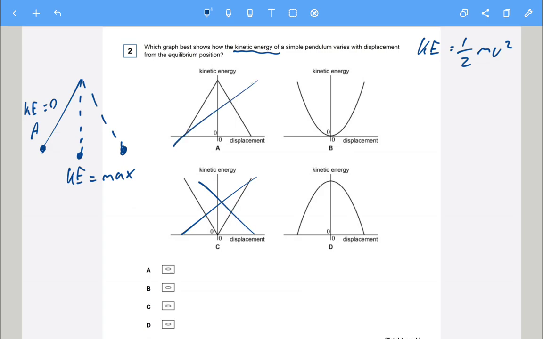So then we just need to find a graph that correlates best with that. These ones definitely not. The relationship's not linear, as you can see, kinetic energy and speed squared. So we're not going to get straight lines. It's definitely a curve, and then we just need to identify between B and C which one's correct. So at the equilibrium position, the kinetic energy is a maximum. So out of these two graphs, the one that satisfies that condition is D. So there we go. As long as you understand this, these types of questions are quite straightforward. So let's look at the next one.